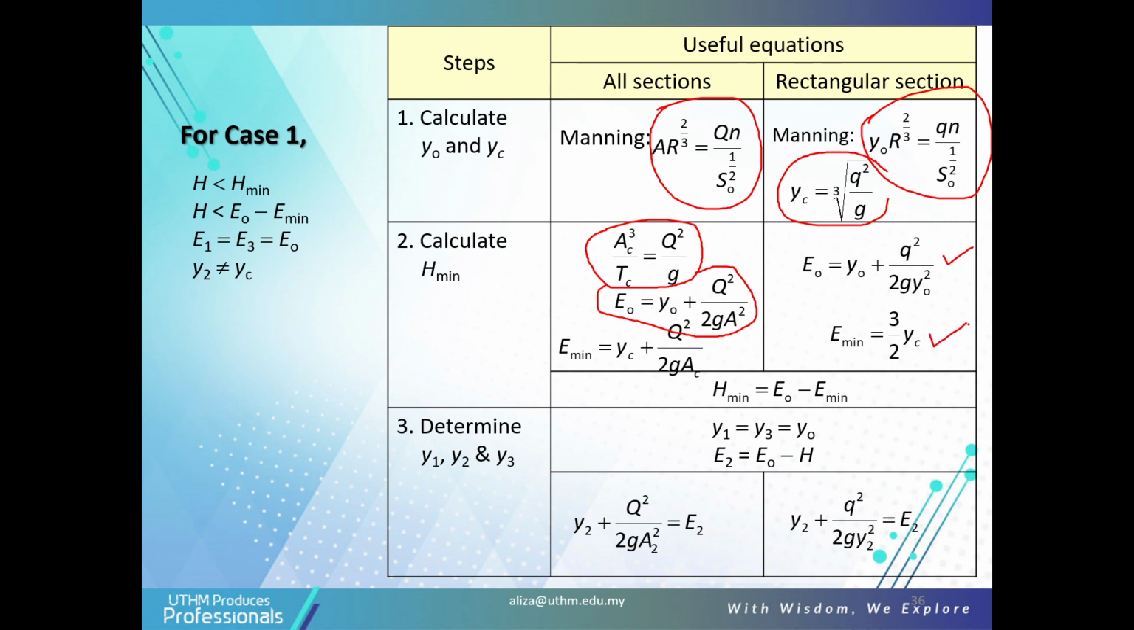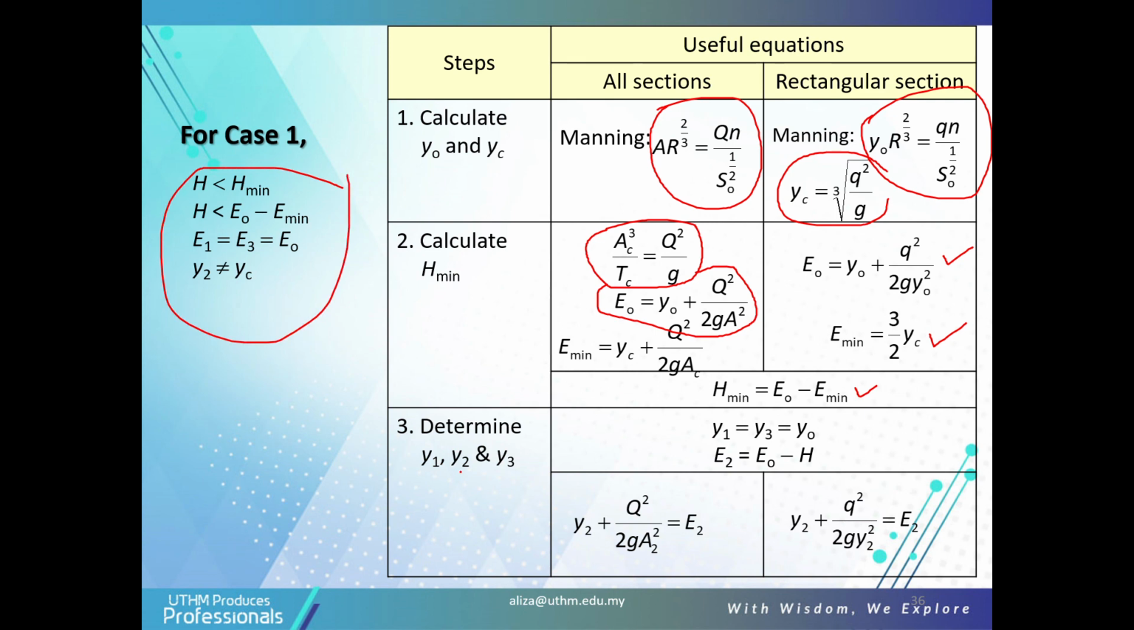And we know that H minimum is equal to E naught minus E minimum. So you can get the H minimum after you find the E minimum, based on the E naught. E naught actually is given. You can calculate it based on E1 or E3 here, based on this concept.